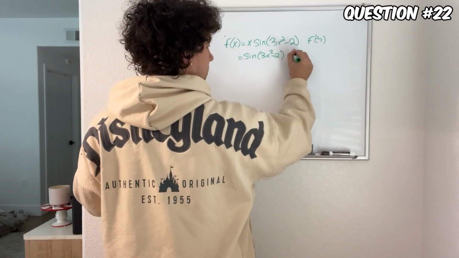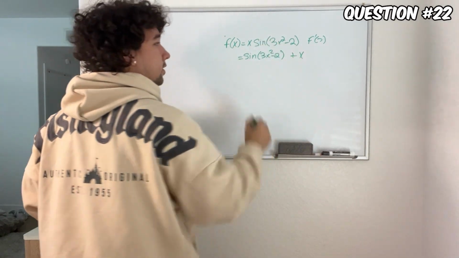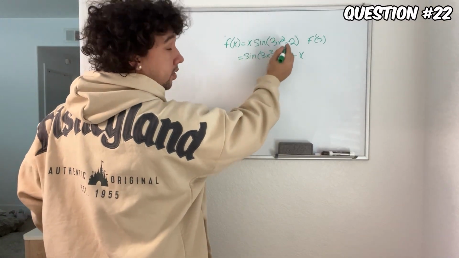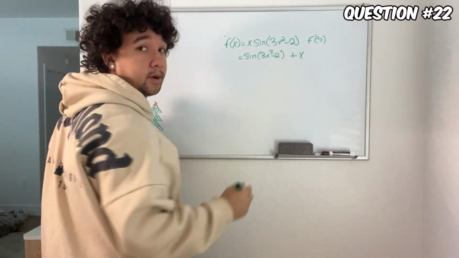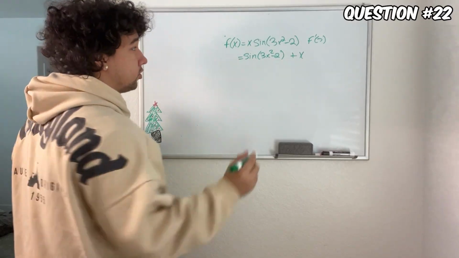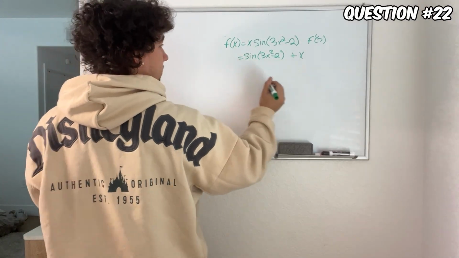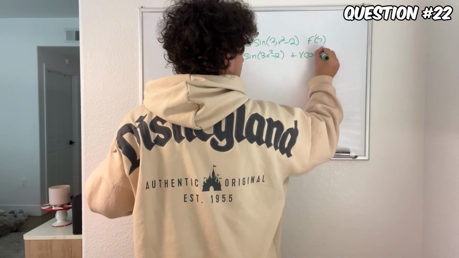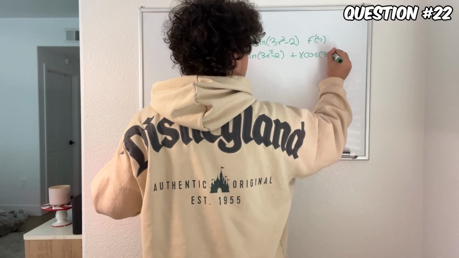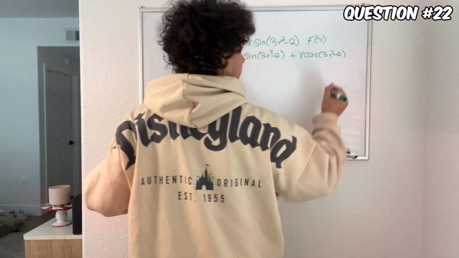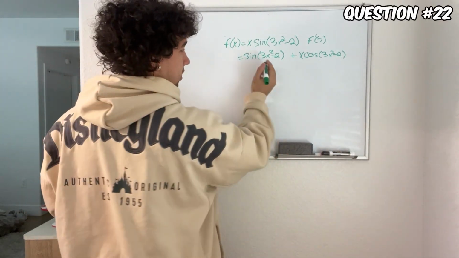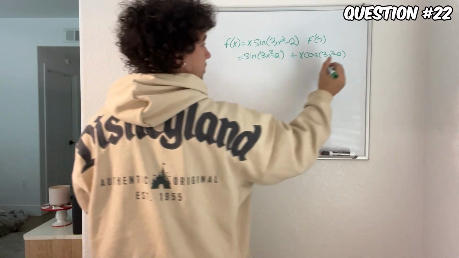Okay, plus x times the derivative of the next one. Now this one's the weird one. Notice I have a function, sine, within a function, 3x squared minus 2. That means it's chain rule. So I'm going to take the derivative of the outside, derivative of sine is cosine, 3x squared minus 2. And then I'm going to take the derivative of the inside, sorry. What's the derivative of the inside? Well, that would just be 6x.